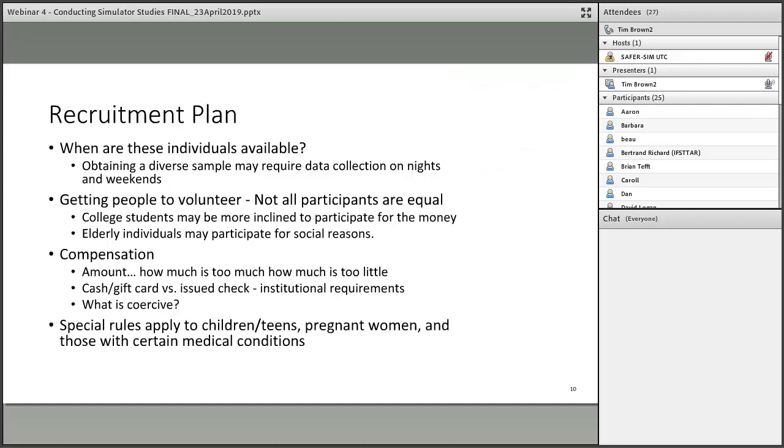And then finally, as you recruit in the recruitment plan, you need to keep in mind special rules that apply to children, teens, pregnant women, and those with certain medical conditions. As you go through the recruitment plan, you need to take into account what those rules are at your institution and make the necessary steps to make sure you're protecting those subjects.